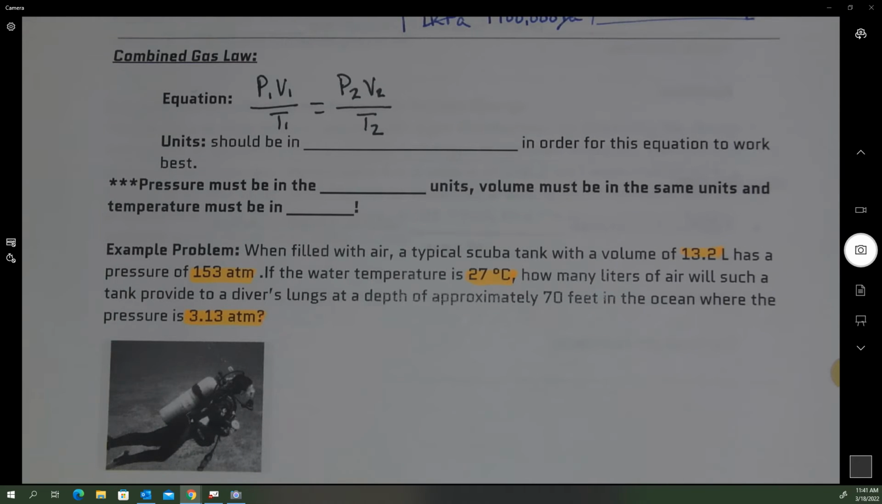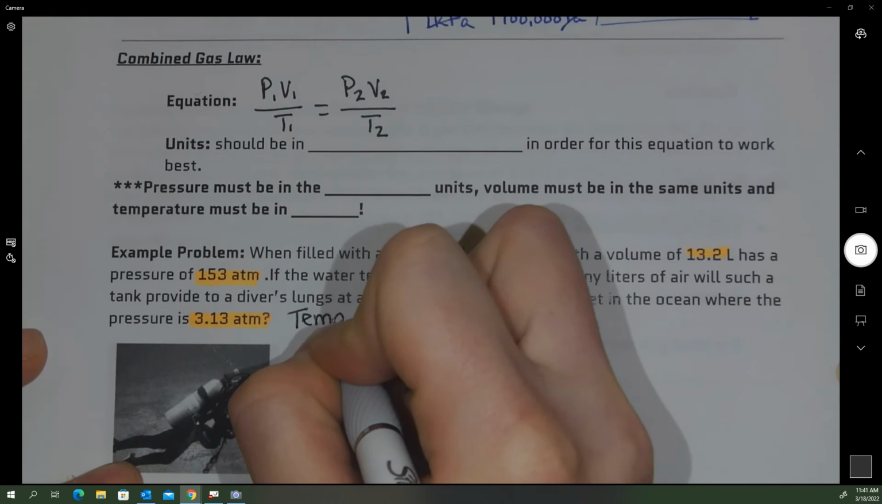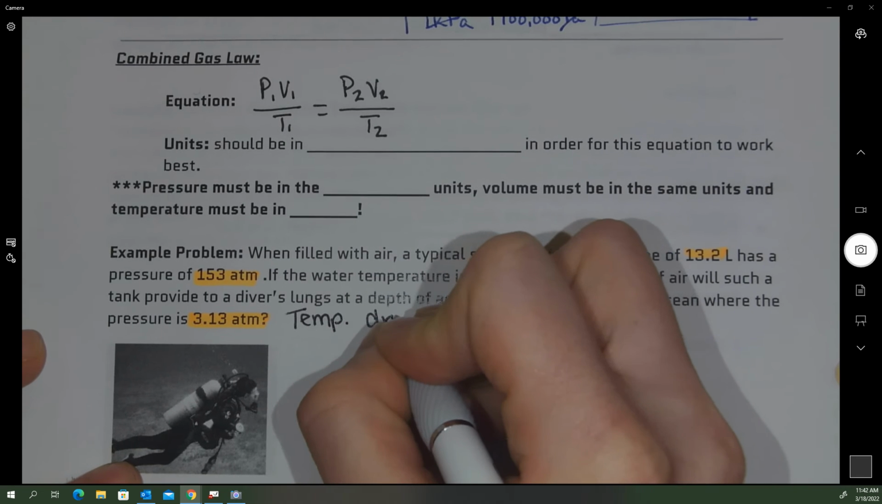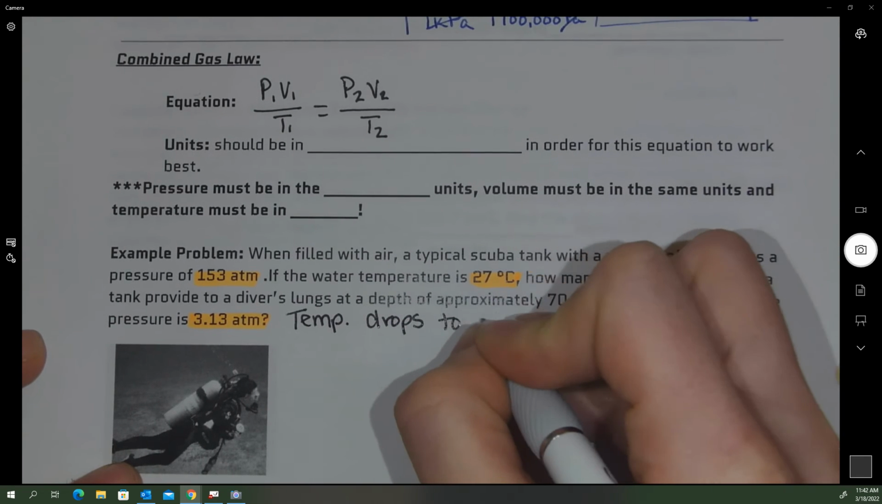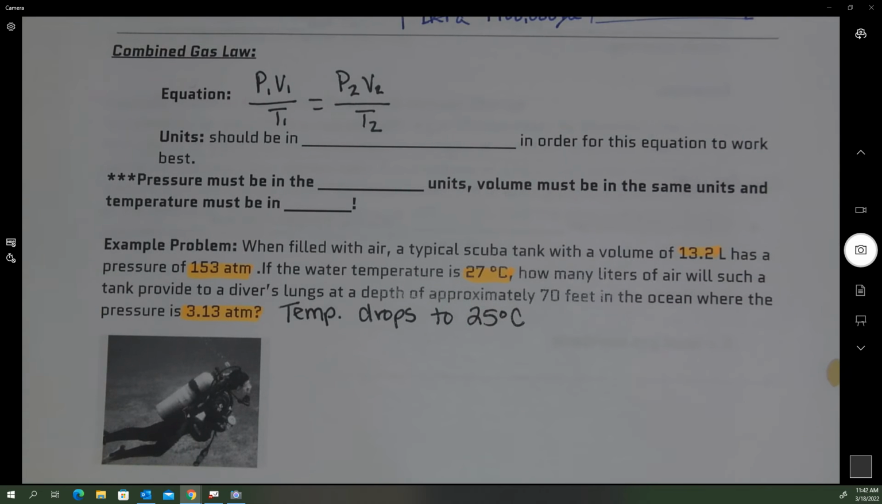We're also going to add to this, because I forgot, that the temperature drops to 25 degrees Celsius. Okay, so we're going to have a temperature drop to 25 degrees Celsius as well.